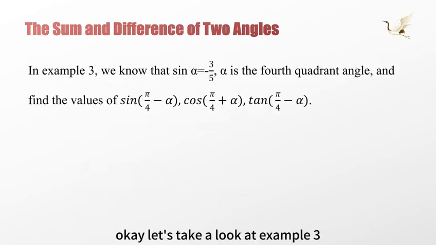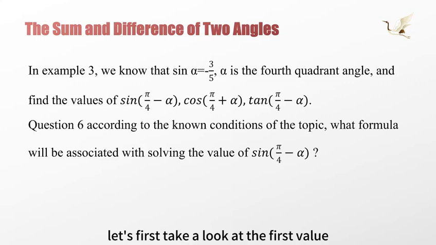Okay, let's take a look at example 3. Given that sin alpha is equal to negative 3/5, and alpha is an angle of the fourth quadrant, let's find three values: sine of (1/4 pi minus alpha), cosine of (1/4 pi plus alpha), and tangent of (1/4 pi minus alpha). Let's first take a look at the first value, sine of (1/4 pi minus alpha).